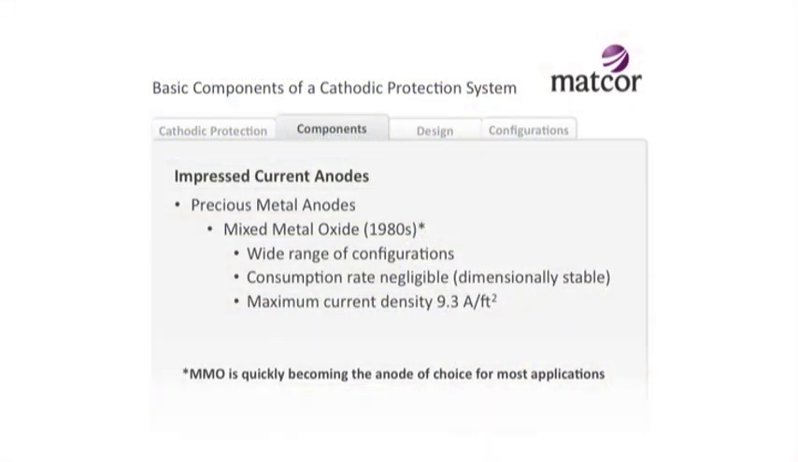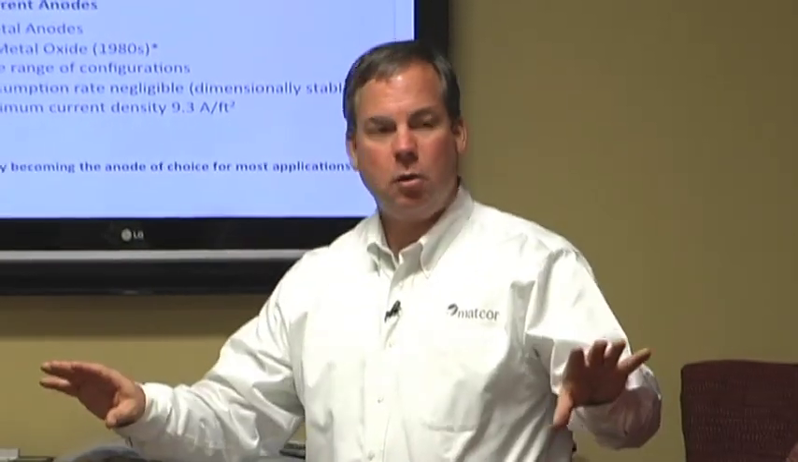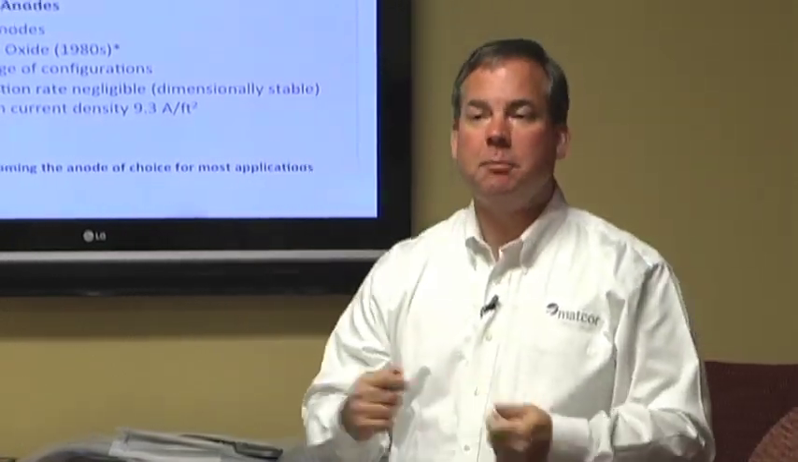And then we started with the mixed metal oxide anodes, a wide range of configurations, and these have almost no consumption rate. And actually, mixed metal oxide anodes are a unique beast, and that's what MatCore does now. All of the anodes that we produce, with the exception of some of the platinum anodes we produce, are mixed metal oxide-based anodes. Mixed metal oxide actually is more of a catalyst than an anode.